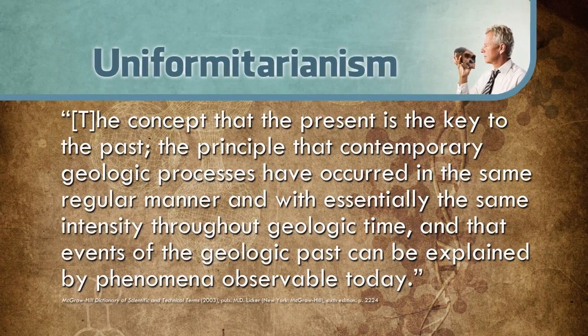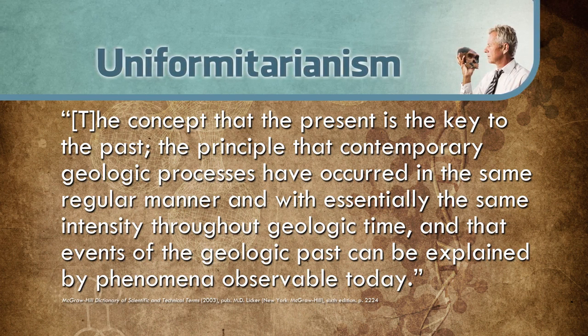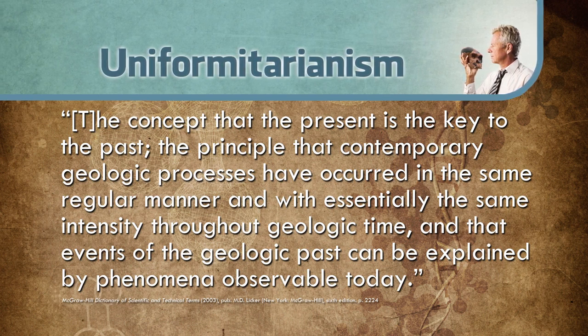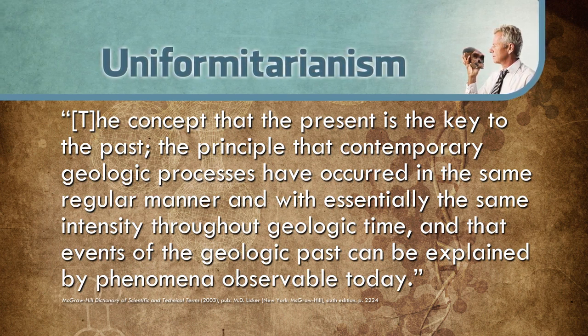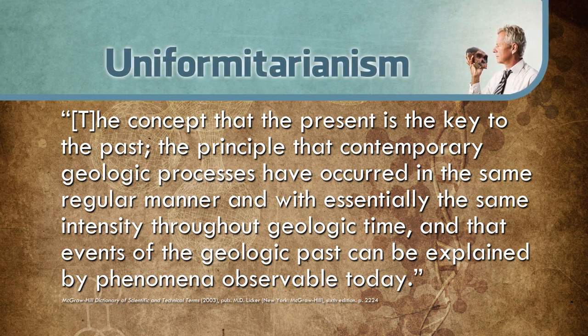The McGraw-Hill Dictionary of Scientific and Technical Terms defines uniformitarianism as the concept that the present is the key to the past, the principle that contemporary geologic processes have occurred in the same regular manner and with essentially the same intensity throughout geologic time, and that events of the geologic past can be explained by phenomena observable today. So processes going on today are the same as they were in the past. Without that assumption in place, dating the earth would be impossible.